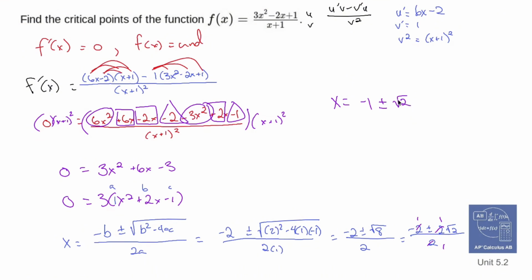Now what we can't forget is a third critical point is going to be what makes this undefined. Negative 1 makes this undefined, so negative 1 is my other option. So kind of a very messy problem for a critical point problem, but you're going to run into messy problems, and we did it just fine.